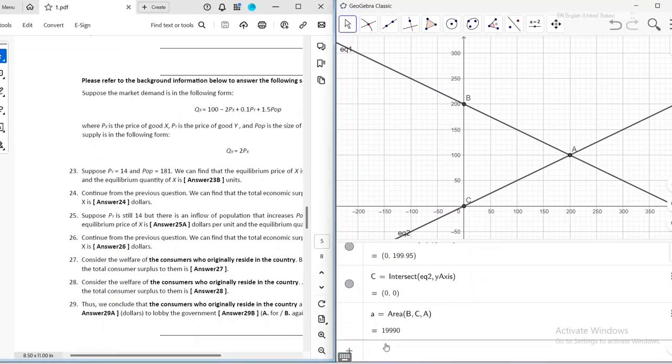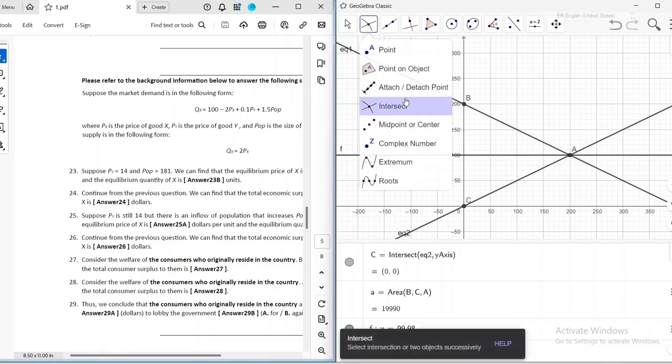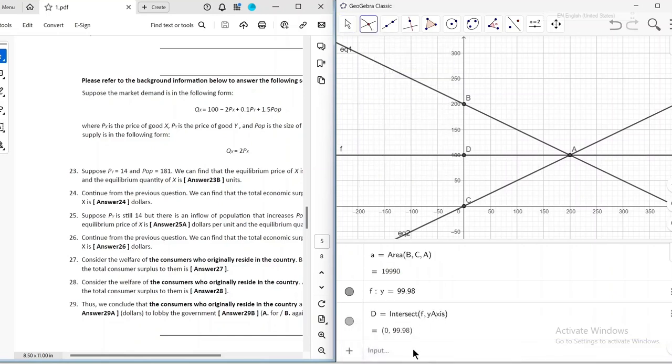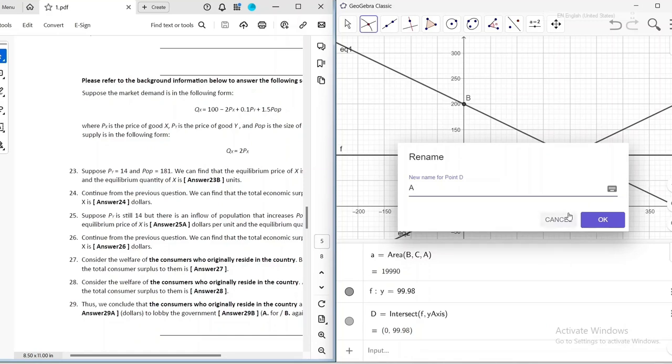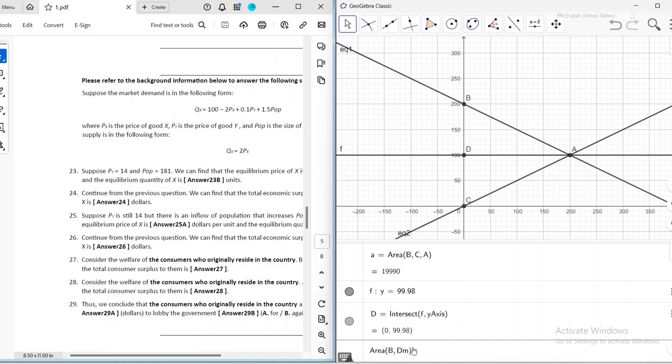So we need one more curve, y equals y coordinate of A. Now we need to find out one more point. Okay, so the consumer surplus is simply the area of BDA. Okay, so the upper triangle. So area BDA. So this is 9,995, right? BDA. Okay, so this is the consumer surplus.